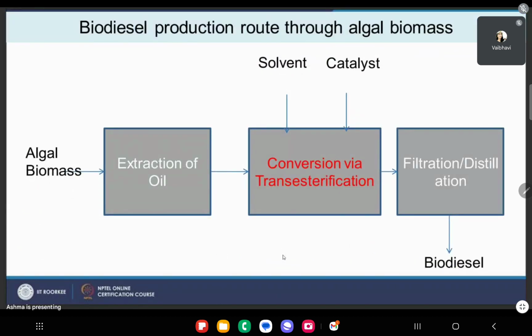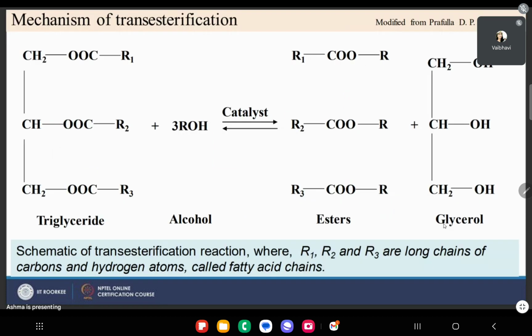Next is the biodiesel production route through algal biomass. So we have the algal biomass. First oil extraction is done. Then this oil is converted to biodiesel by transesterification. And we know in transesterification we need some catalyst. It can be alkaline, acidic or enzymatic catalyst, and we need some solvent. Then we do filtration or distillation, and finally we get the biodiesel. Here is the mechanism for transesterification. I will request you all to go through these in the slides.